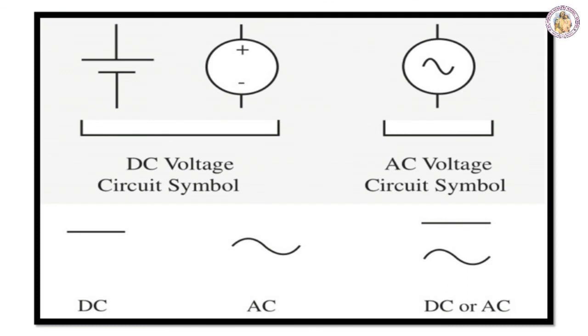When we want to use an electrical device on DC, then we have to use a device to convert AC to DC. The device used to convert AC to DC is called a rectifier, and the symbols used in AC and DC circuits are given here. DC voltage circuit symbol, AC voltage circuit symbol.